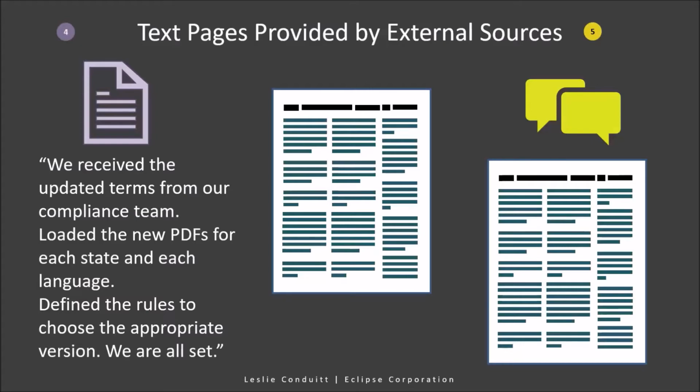So we received the updated terms from our compliance department. We've loaded those new PDFs or even PCLs, which we support, for each state and each language, and defined the rules to choose the appropriate version, like we're expanding to Italian, for example, in the story. And then that's all you need to do. You just need to update your library of the terms and conditions, and that document will be stitched immediately into your document template. So no real change to your templates itself.